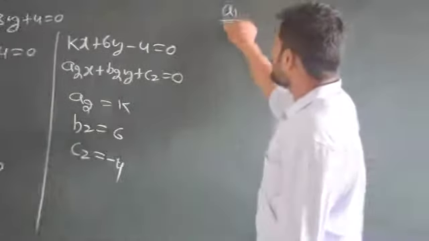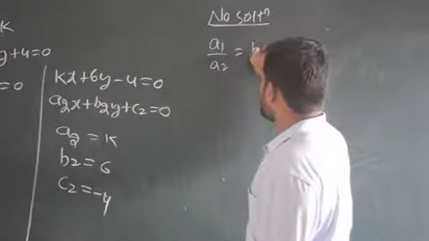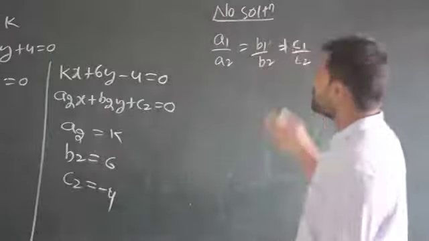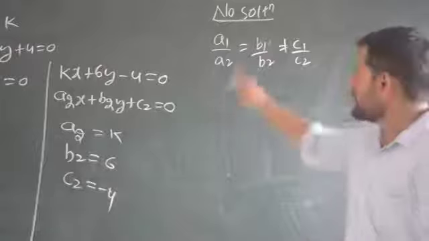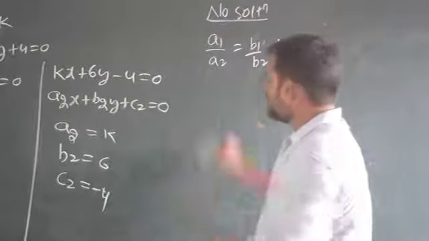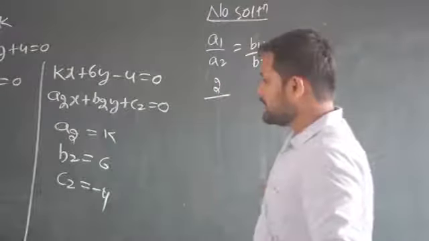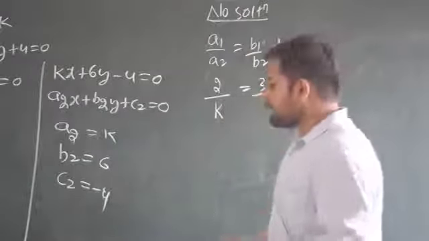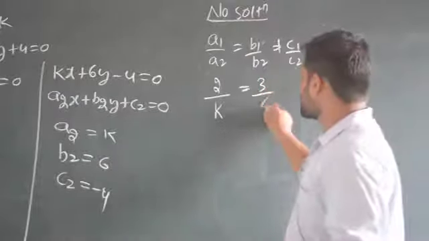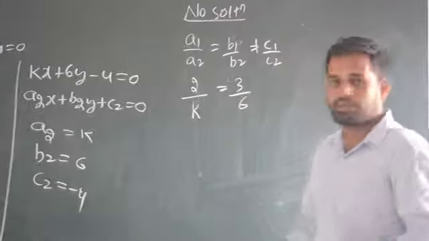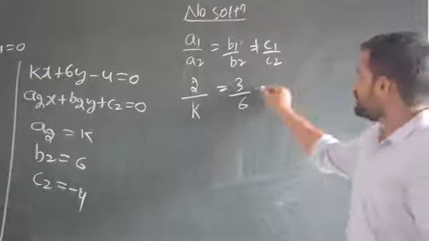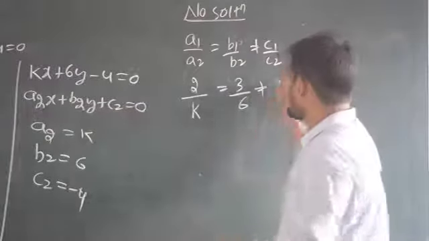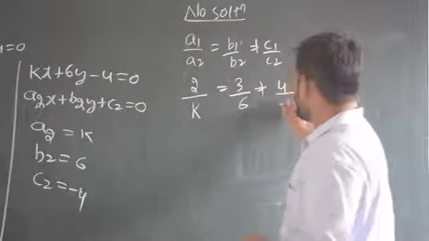If they are parallel, it means A1 by A2 is equal to B1 by B2 is not equal to C1 by C2. Let's not worry about the not equal to C1 by C2 part. Let us have a look at this. A1 means what? 2. And A2 means what? Here I have k, and that is equal to B1, which is 3, by B2, which is 6. Now from this, can you find out the value of k or not? If you want to write C1 is 4, and C2 is minus 4, it's okay, no problem.